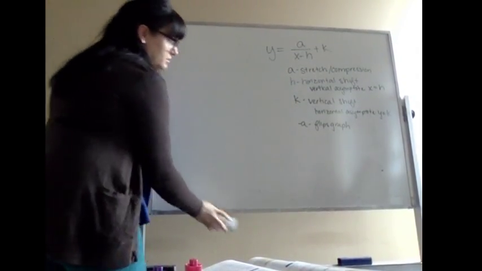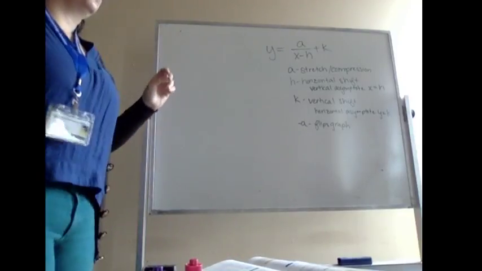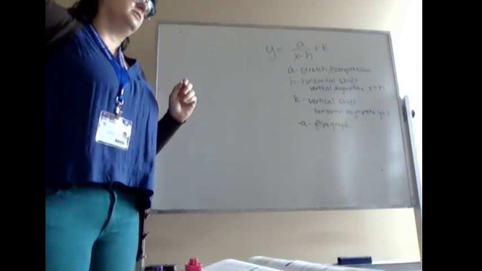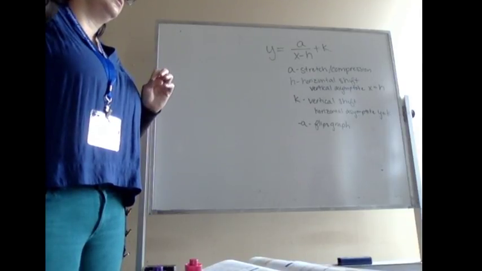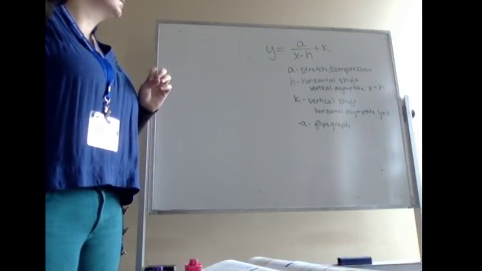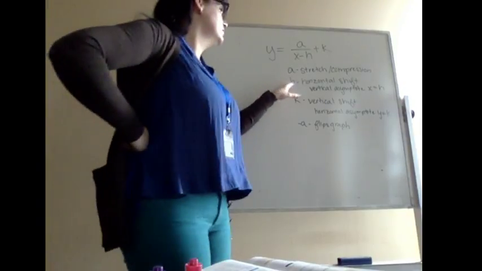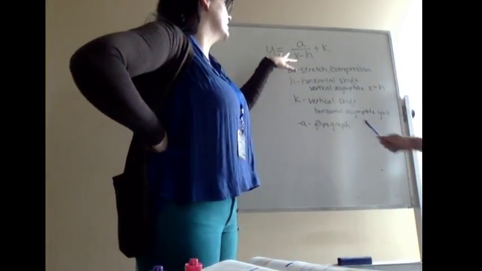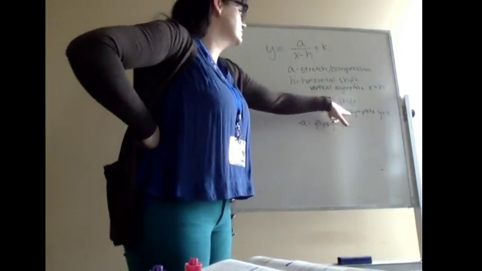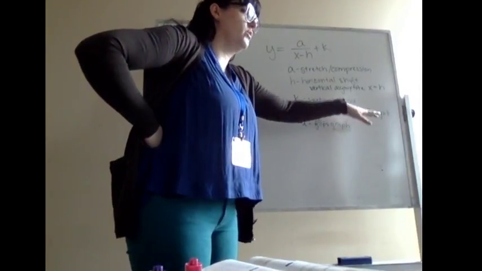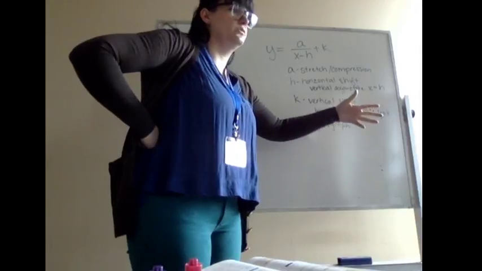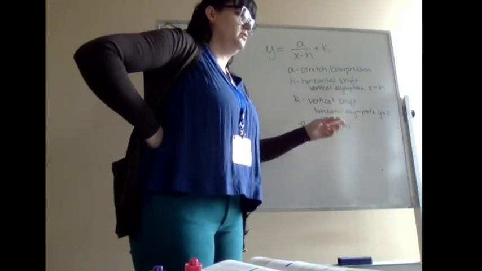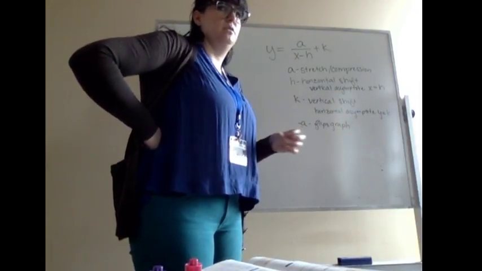Wait, so for K, you said vertical shift, and then horizontal asymptote, is that referencing K? It's referencing H. A vertical asymptote right here. Horizontal asymptote, y equals k. Remember, horizontal lines are a constant y value, so they're always defined by y equals some number. Okay, K shifts the horizontal asymptote.